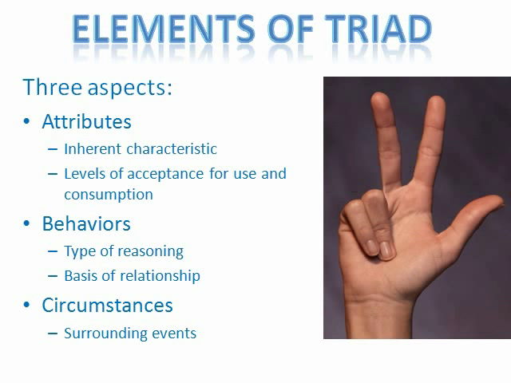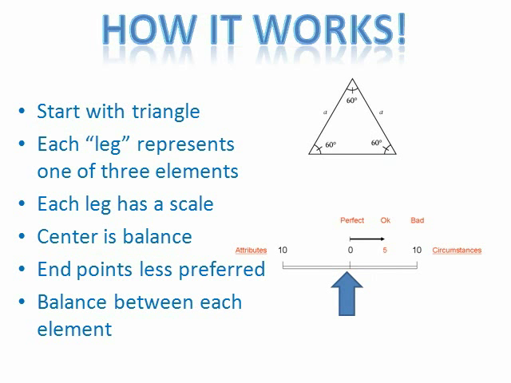There are three aspects of the triad. Attributes, which is the inherent characteristic of either your product or service, and levels of acceptance for use and consumption. The second aspect is behaviors. It's a type of reasoning that a consumer goes through when considering your product or service, and also the basis of that relationship. And finally, circumstances. It's all the surrounding events that go into and are considered during a purchase.